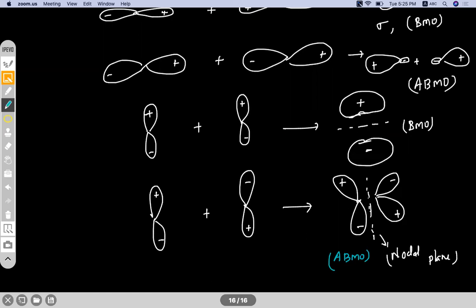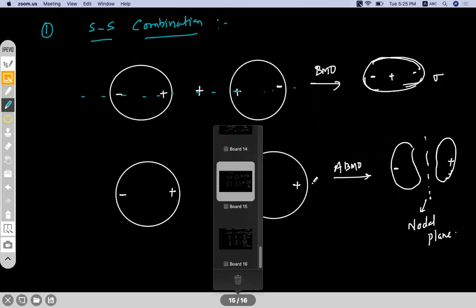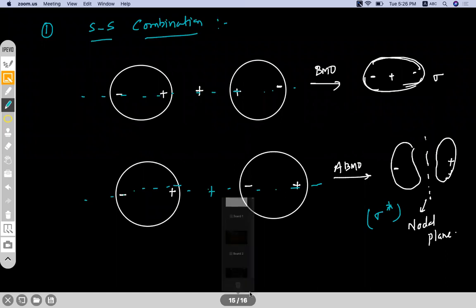One more thing here. Bonding molecular orbital is represented by sigma, and when it is antibonding, then it is sigma star. This star represents antibonding. When there's no star, it is bonding. Why sigma? Because it is along the internuclear axis. So sigma is BMO, sigma star is ABMO, antibonding.